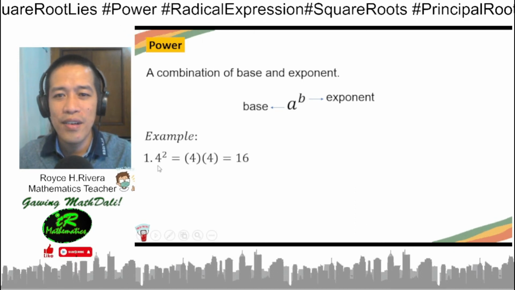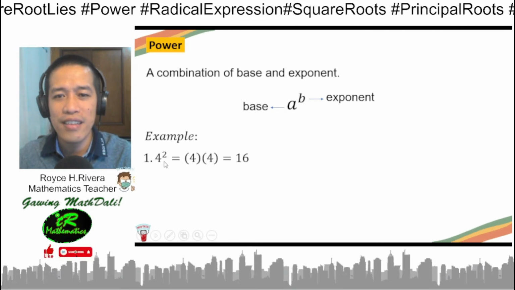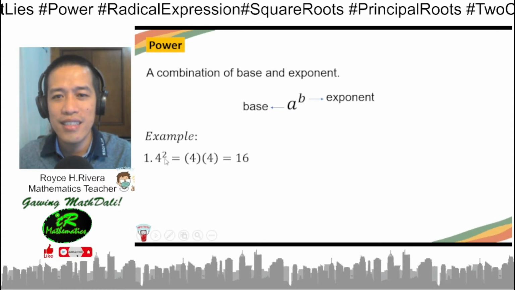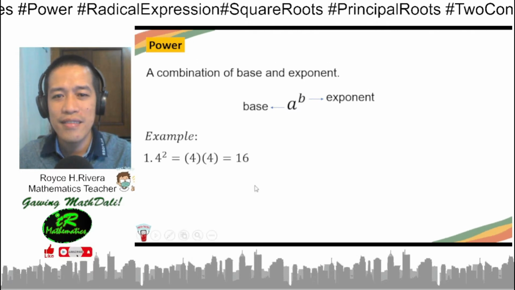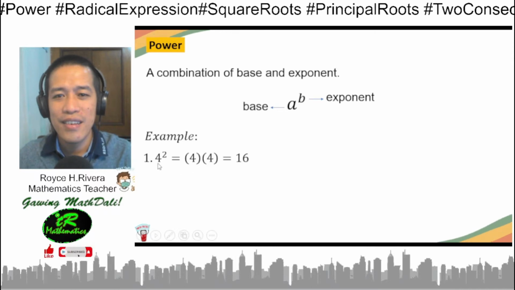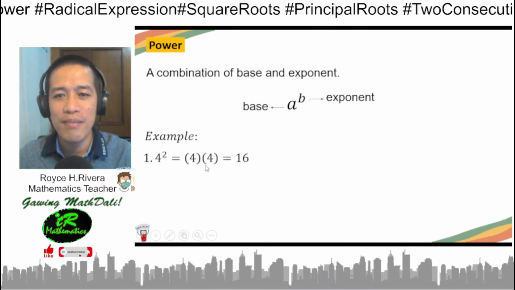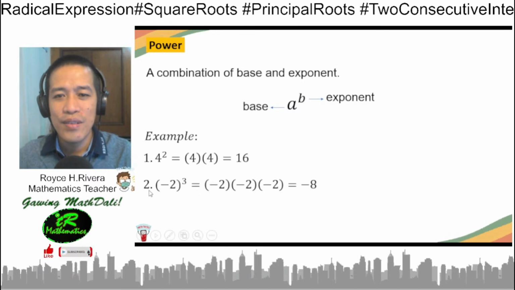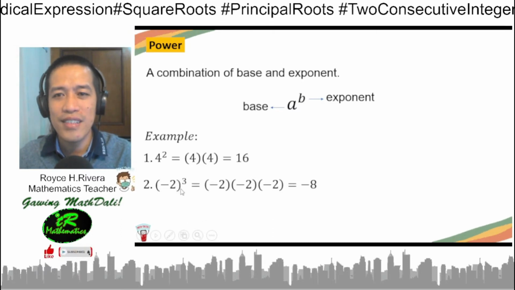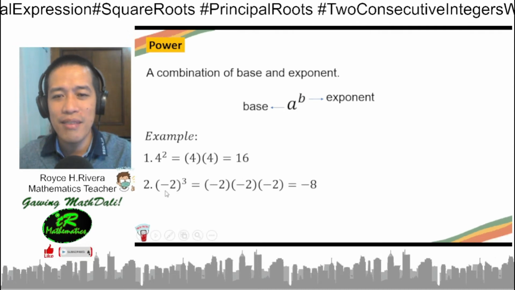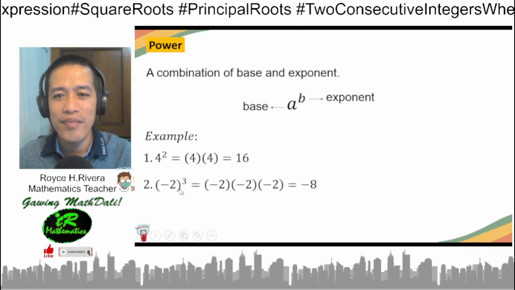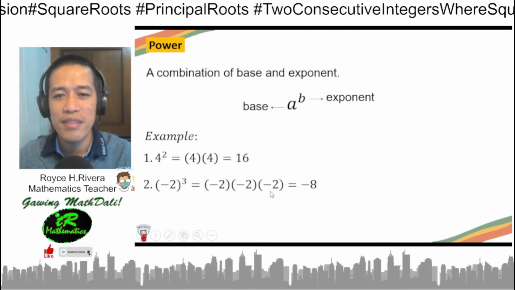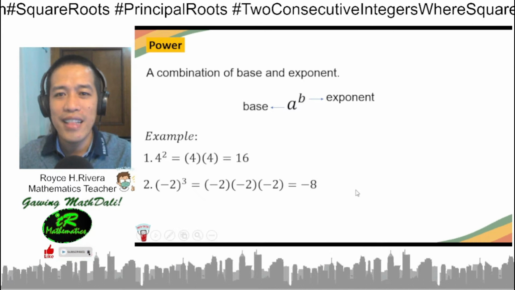Number 1, 4 raised to 2 or 4 squared. The base 4 will be multiplied by itself twice to obtain 16. 4 raised to 2 is equal to 4 times 4 equals 16. Another example, negative 2 raised to 3. The base negative 2 will be multiplied by itself 3 times. So we have negative 2 times negative 2 times negative 2, and that is equal to negative 8.